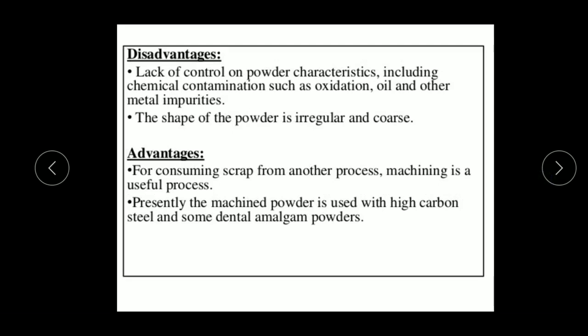If you look at the disadvantages of this process, there is a lack of control on the powder characteristics, including chemical contamination such as oxidation, oil and other metal impurities. The shape of the powder is irregular and coarse. The advantage of this process is that for consuming scrap from another process, machining is a useful process. Presently, machined powder is used with high carbon steel and some dental amalgam powders.